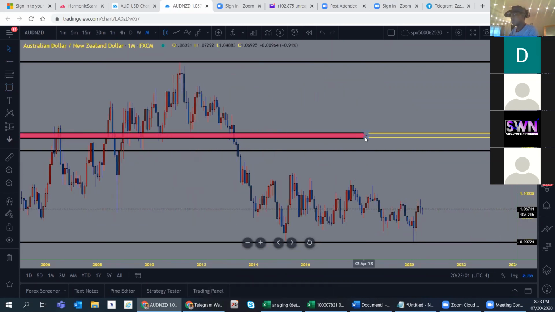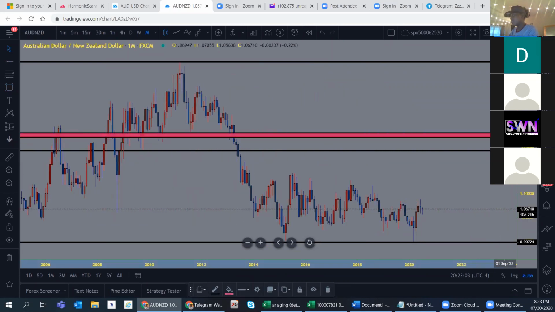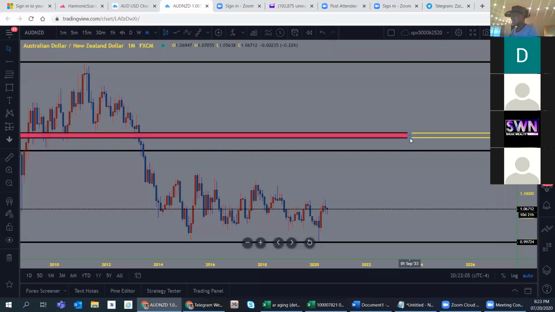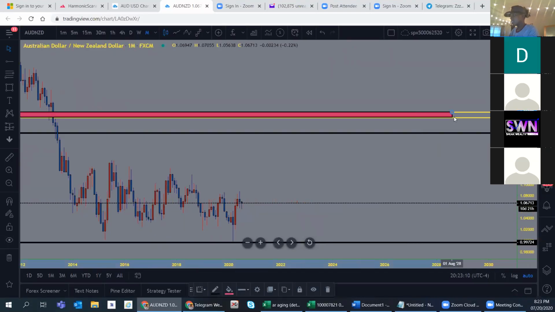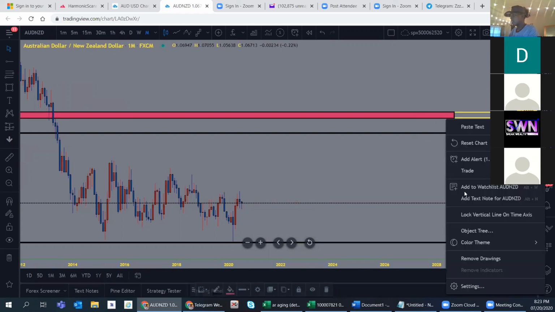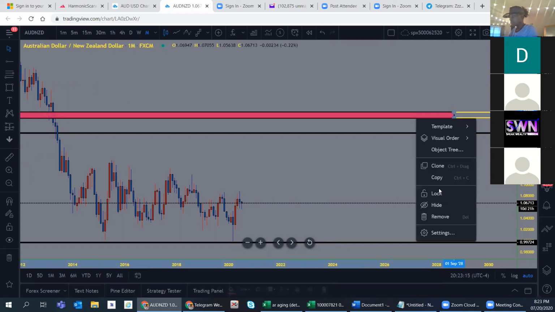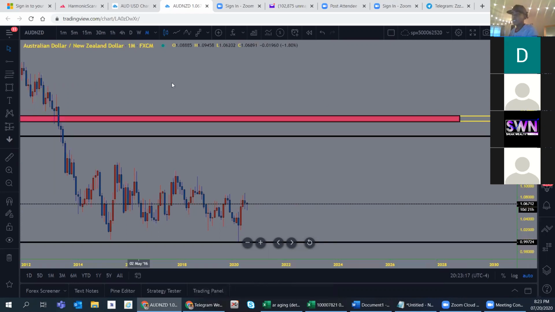So just drag this all the way over past price because guess what? You can use this forever. You don't ever gotta change this. You ever see price come back to these zones, you should just get excited. All right, so I'll lock that in.